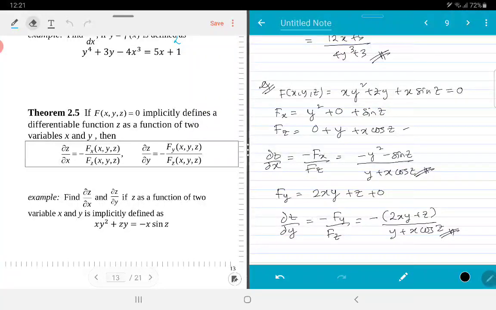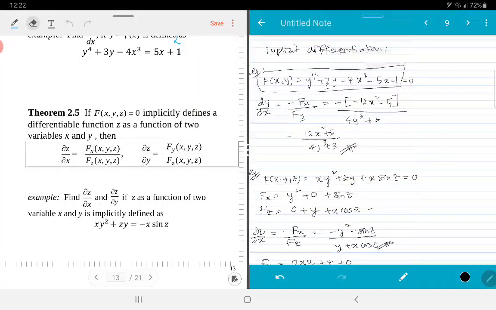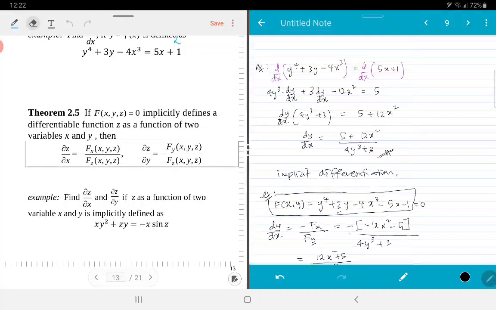So this is using the formula to find partial z partial y and partial z partial x for an implicit function. We use the formula, or you can also use implicit differentiation, like the first method that I showed you, where you differentiate both sides with respect to x or with respect to y.